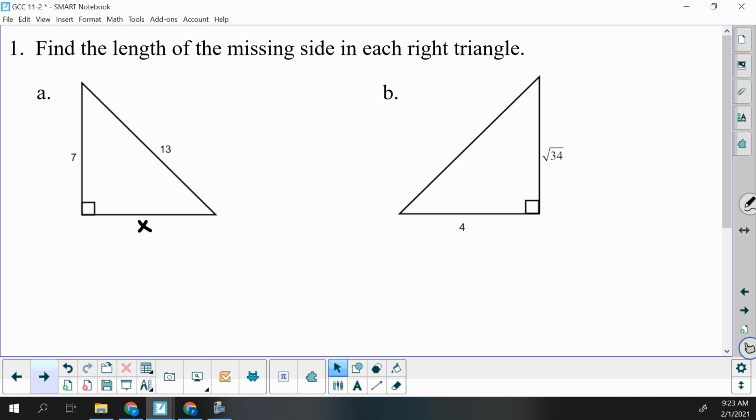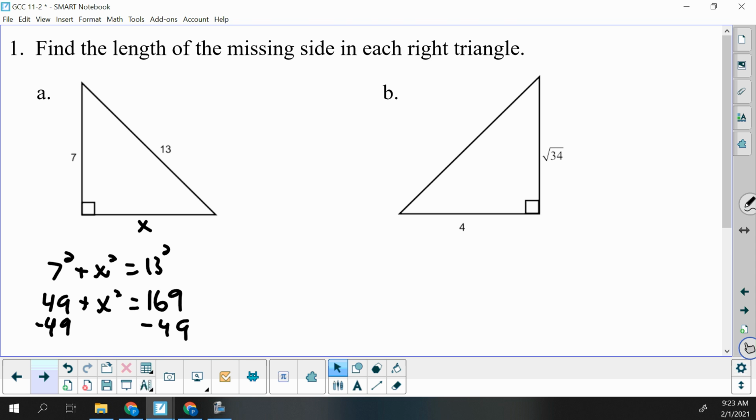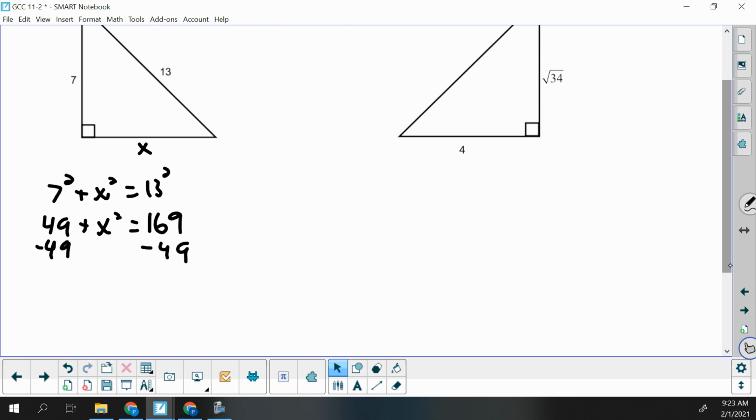So I'm just going to call the other one x. We'll have 7 squared plus x squared equals 13 squared. It does not matter which one you let be the a and the b. The legs are interchangeable. So we'll have 49 plus x squared, and 13 squared is 169. We'll subtract our 49 over. That'll give us x squared equals 120.